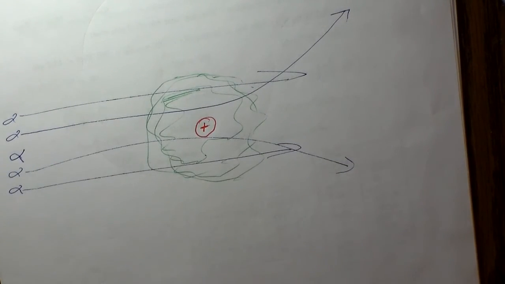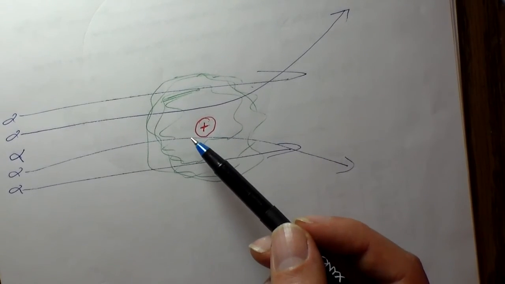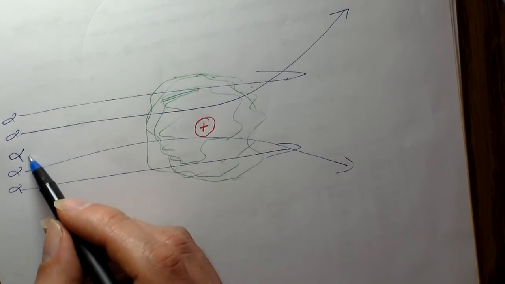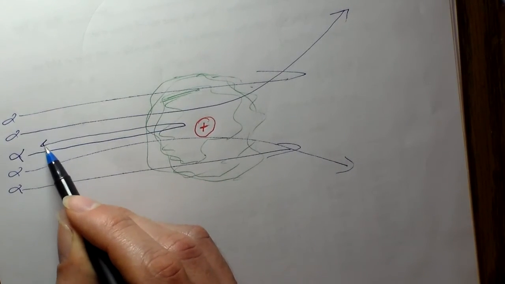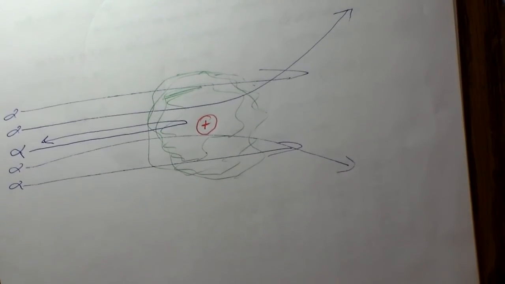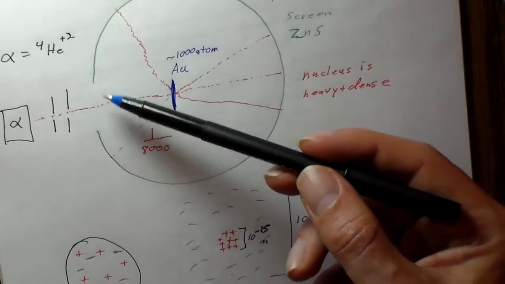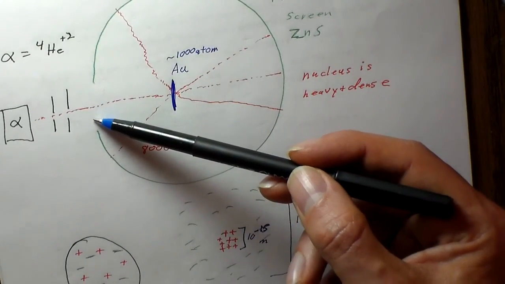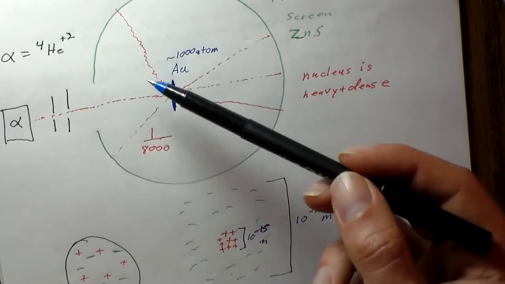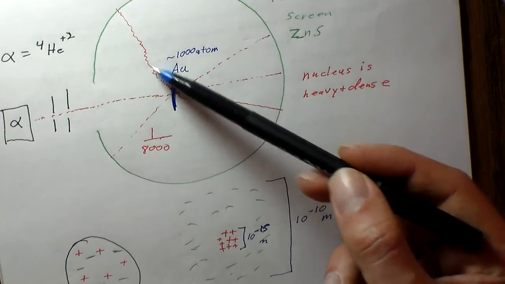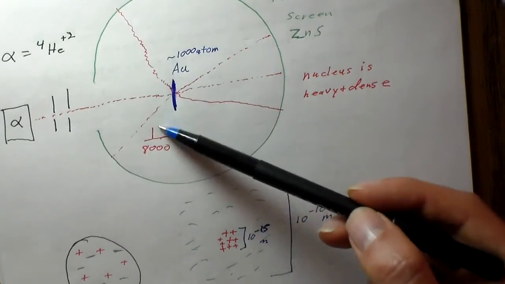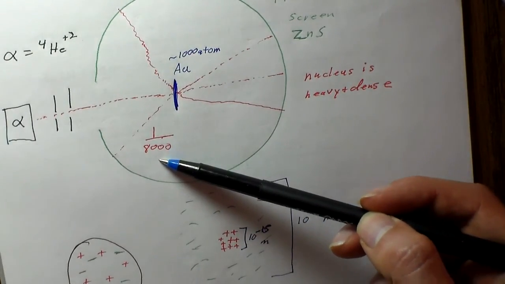And then occasionally you get something that comes basically straight on. This one coming in here sees the nucleus, slows down, and then does a 180 and turns around. Of course, the ones that are exactly 180 degrees change we don't actually see, because the screen doesn't go there. But if you get really, really close, but just a little bit off center, then you get these very large deflections, which occurred about 1 out of 8,000 times.